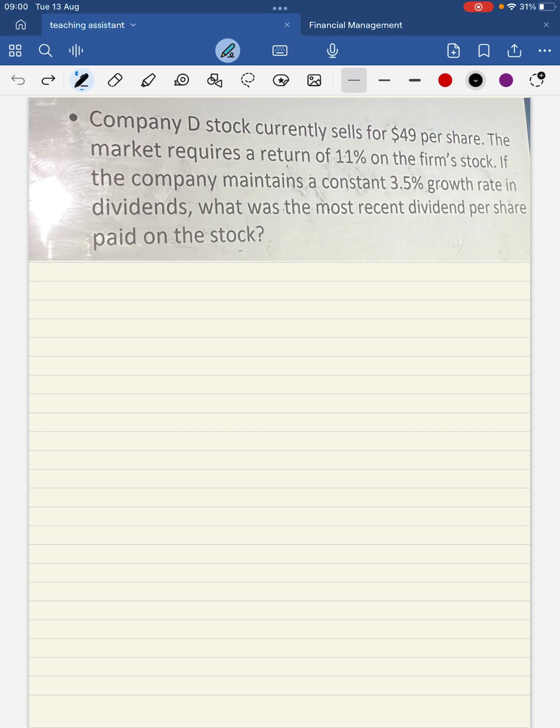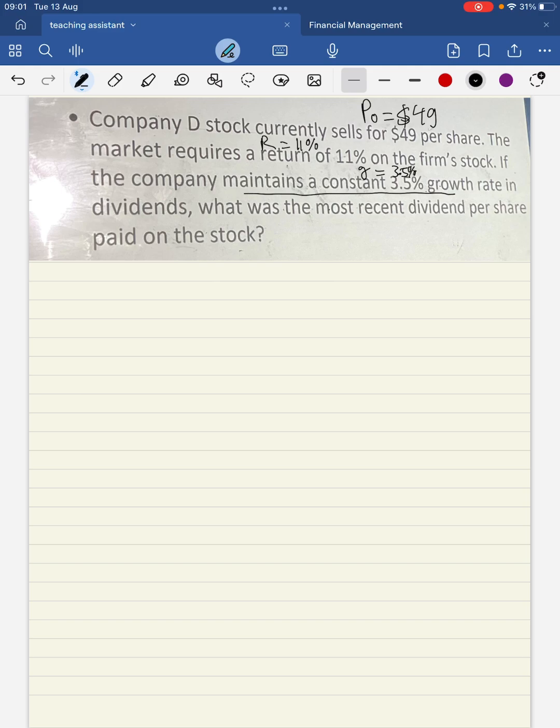First, we can see the stock currently sells for $49 per share, which means the price at time 0, the current time, is equal to $49. Next, the market requires a return of 11%. So R, which is the return rate, is equal to 11%. Finally, we know that the company maintains a constant 3.5% growth rate. So G, which is the denotation of growth rate, is equal to 3.5%.